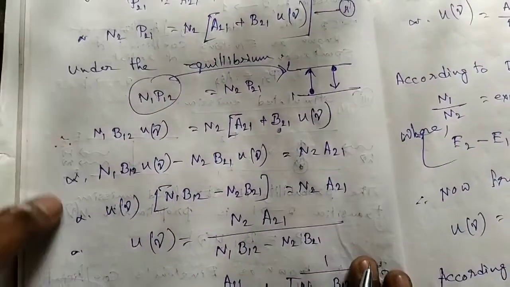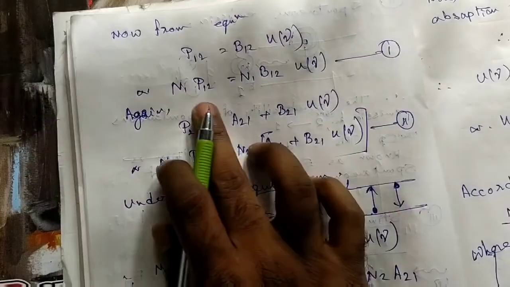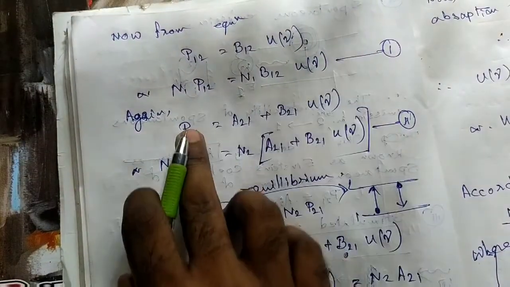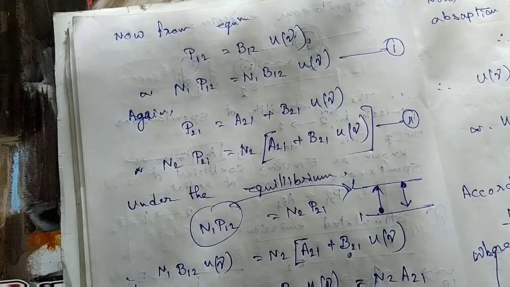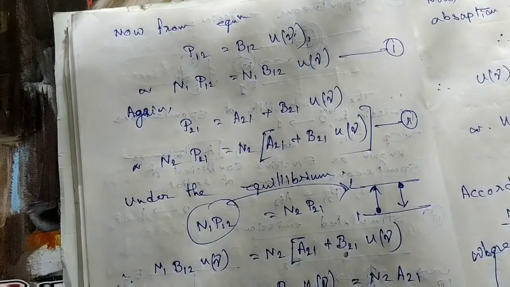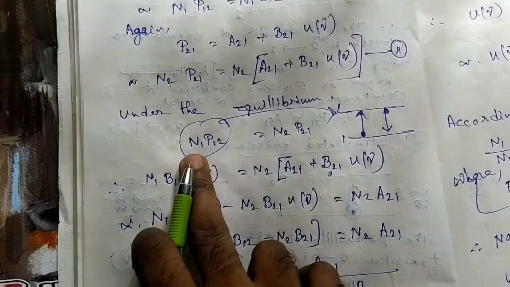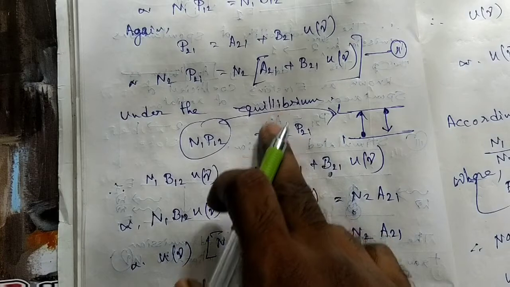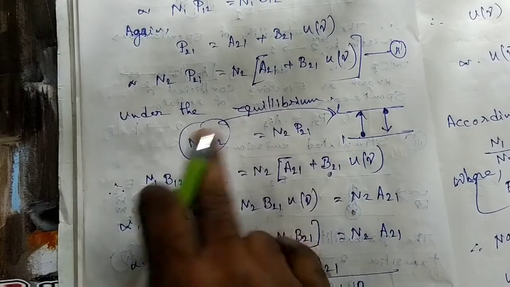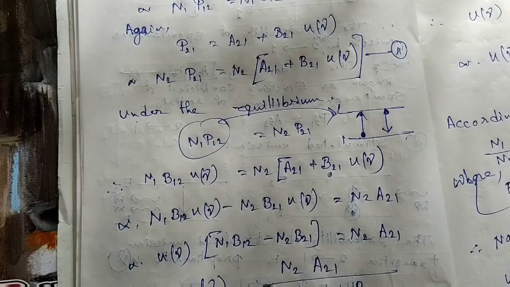Then we multiply the probabilities by N1 and N2 in the two equations, because the probability only depends on how many atoms are going from the first state to the second state or from the second state to the first state. In equilibrium, the number of transitions in both directions is always equal, because however many go from the first state to the second state, the same number of atoms come from the second state to the first state.